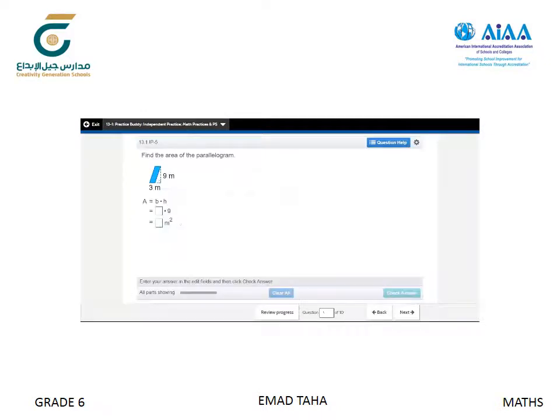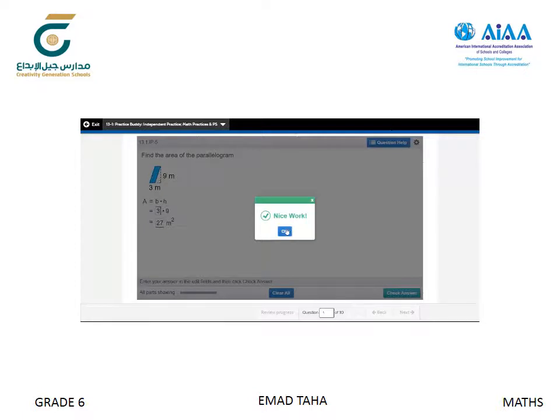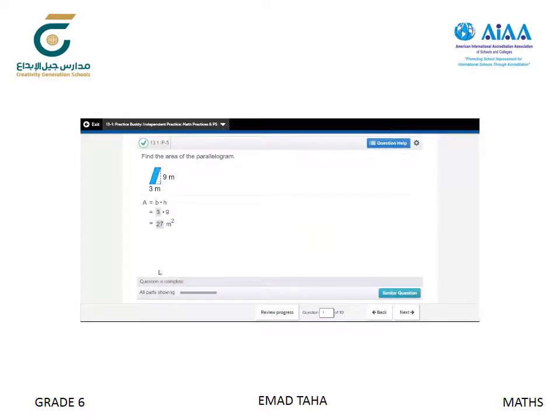The area of a parallelogram equals base times height. Here is the height, and what is the base? Yes, equal to 3. We write 3. Then 3 times 9 equals 27. We write 27 and check your answer. Yes, nice work. And solve all the problems, then you will know your results.